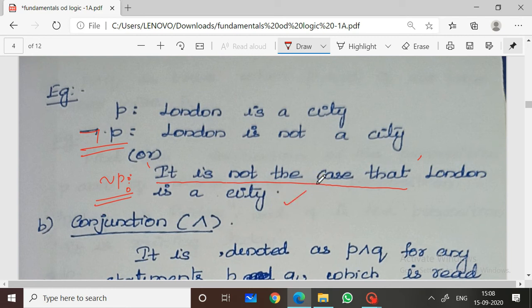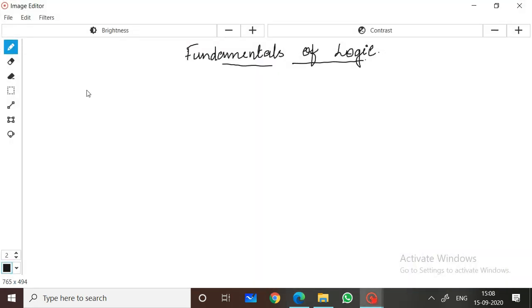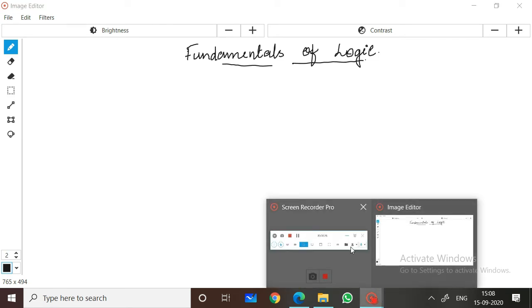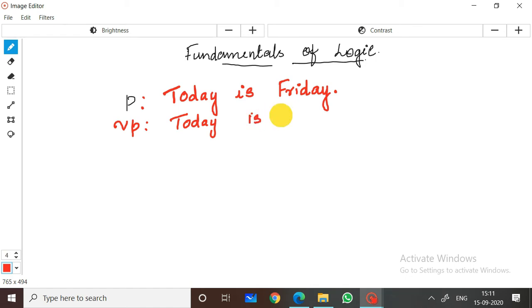Let us take another example. One more example: today is Friday. Find the negation of the proposition. The negation you can write as: today is not Friday. Let us write it like this.